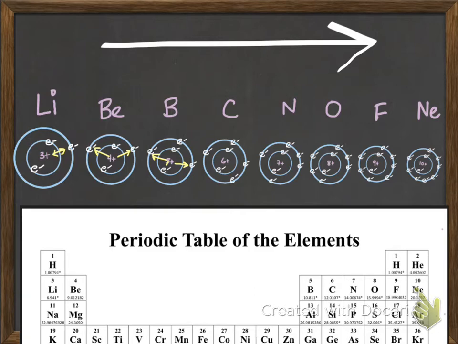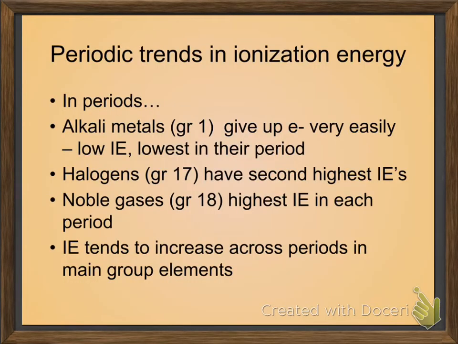The better a grip the nucleus has on the electrons on the uppermost occupied main energy level, the more energy it's going to take to pull them away from the atom. And in fact, if we go all the way to the punchline, ionization energy tends to increase as we go across a period in the main group elements.